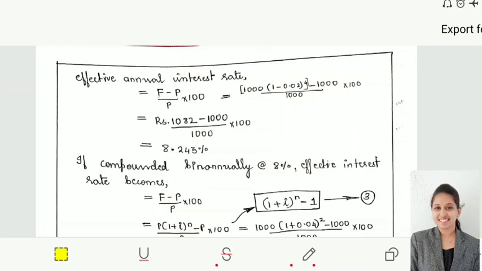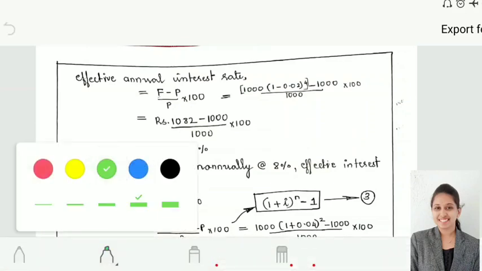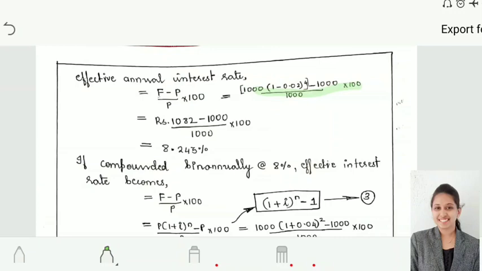the effective interest rate is what? Future worth. It is the same formula. I have written this in a different way. Even you can use that formula also. It is future worth minus present by present into 100, or else you can directly consider the following example. You can solve using this formula also. So here we are getting 8.243%. If compounded biannually at 8%, then the rate becomes as what?